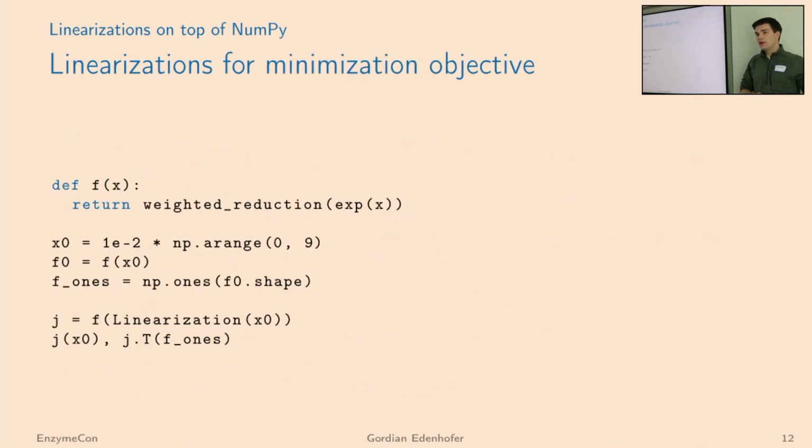With the overloaded exponential function and the weighted reduction, and in NIFTy there's a bunch more, we can now start building our model that is going to be just the exponential function and the weighted reduction. And by doing this chain rule in the overloading, we already have the full Jacobian of our model.